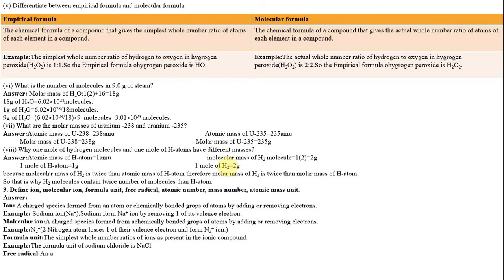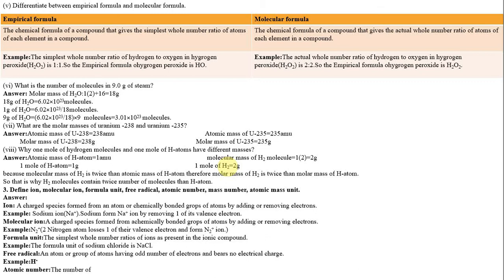Free radical: an atom or group of atoms having an odd number of electrons and bearing no electrical charge. इनके अंदर क्या होते हैं? अनपेयर्ड इलेक्ट्रॉन्स होते हैं, ऑड नंबर ऑफ इलेक्ट्रॉन्स होते हैं, और ये इलेक्ट्रिकली न्यूट्रल होते हैं, इनके ऊपर कोई इलेक्ट्रिकल चार्ज नहीं होता. Example, hydrogen bears one electron.